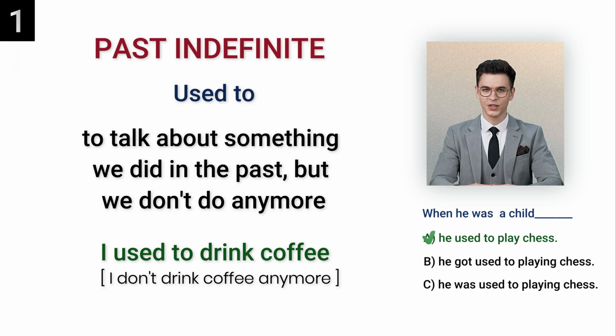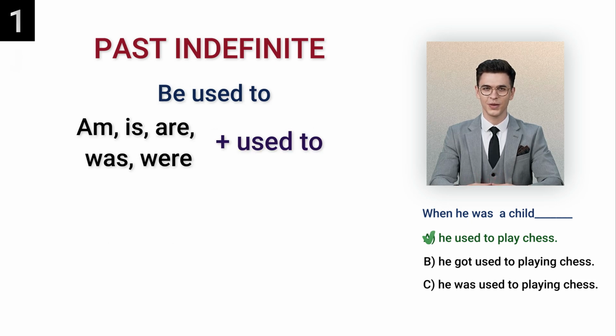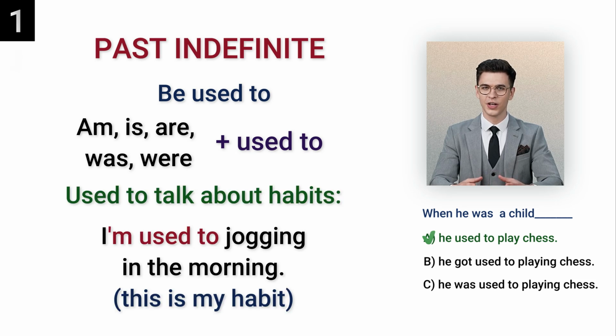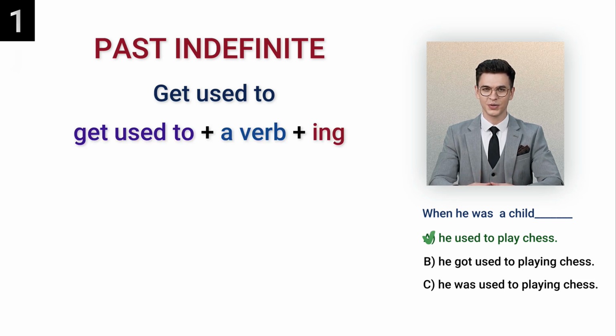There is another structure, be used to. Am, is, are, was, were plus used to, which is used to talk about habits. For example, I'm used to jogging in the morning, which means this is my habit. In this case we use the verb with ing, I am used to jogging in the morning. Finally, the structure get used to also means to make something a habit, and again the structure is get used to plus a verb plus ing.